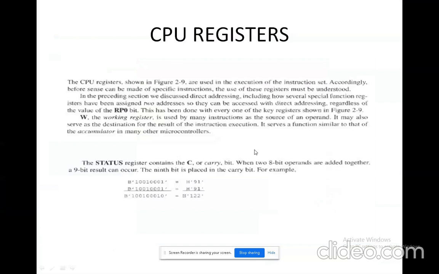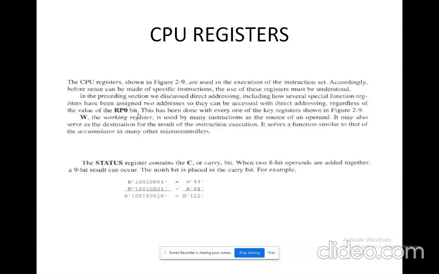In the direct addressing mode, several functions will be used for registers, where you will be assigning addresses for the register to access the data. Direct addressing is a type of addressing mode which will be used for addressing your register in the instruction set. So in the instruction you will give the address of the specified register. For that purpose you will be using all these CPU registers.